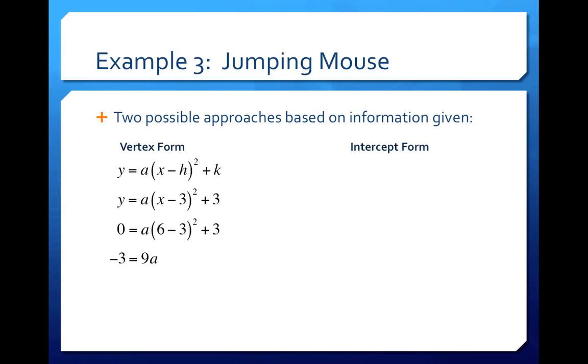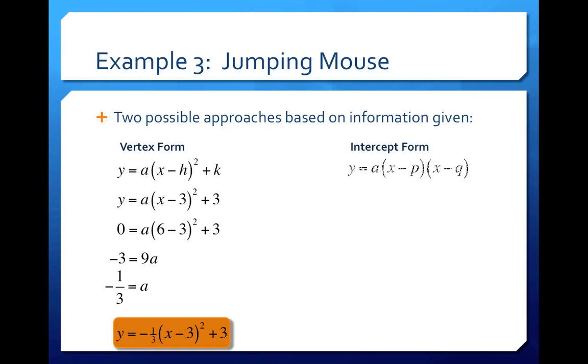So we subtract the 3 from both sides first. We can also take the 6 minus 3 and square it, but make sure you keep that with a since it's being multiplied. Then we divide both sides by 9, and we get an a value of -1/3. So with a, h, and k in place, we get an equation of y equals negative 1/3 times the quantity x minus 3 squared plus 3. And that is one possible equation to represent the path of the mouse.